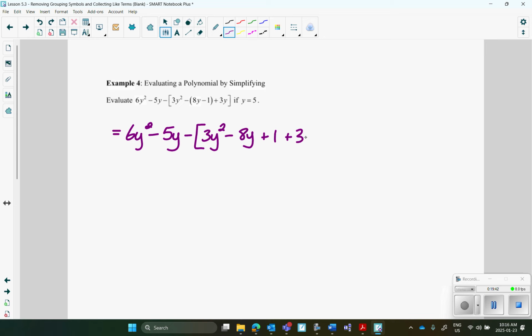Right. Good. There's a negative in front of those parentheses that change the signs. There's a negative in front of the brackets, it's going to change the sign again. So I get minus 3y squared, then what? Minus 8y. Careful. Wait, no, positive 8y. Minus 1. Minus 3y. Good.